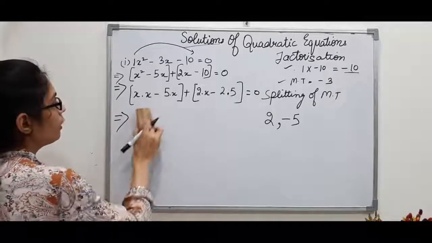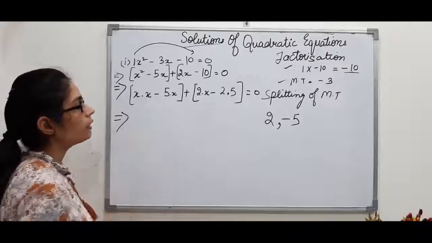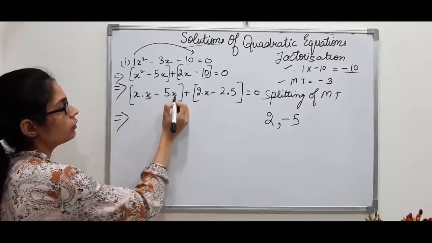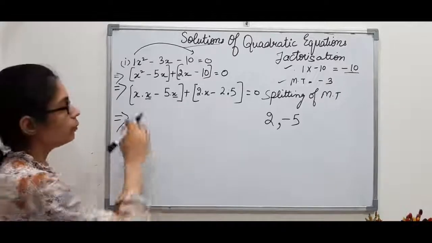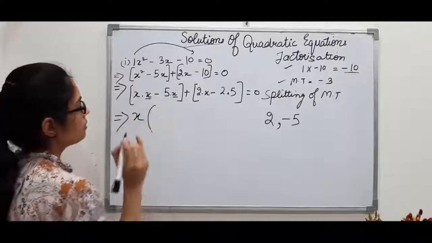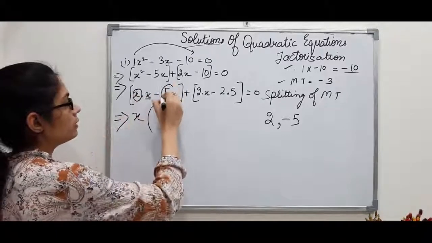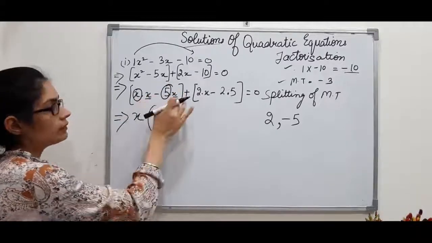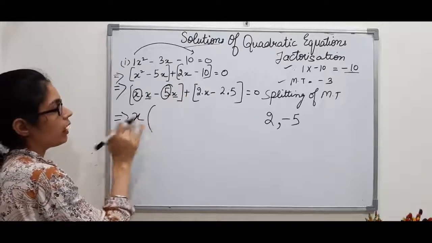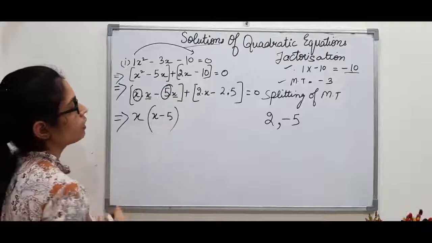Now I have to take common. Common is something which is present in both the terms. So I can see x is there and it's here also. In both the terms x is there. So I will write x outside and I will start a bracket, and now I will write the remaining terms, this x and this 5. Because this x I have already taken outside. So I will write the remaining terms, which is x minus 5.